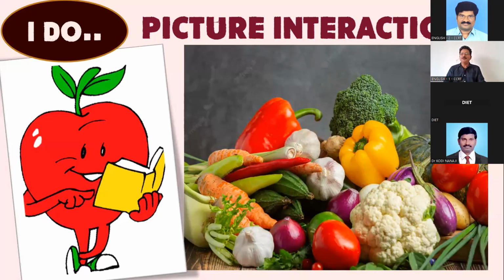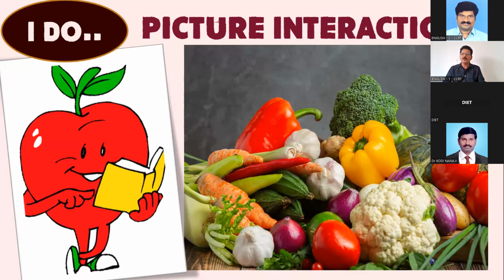And in this I do, the first one is picture interaction. You can find some lovely pictures there. What we have to do is try to collect as many pictures as possible, or even a video or some small story. Or you can give some audio, like a story also. So this is what you have to do first.